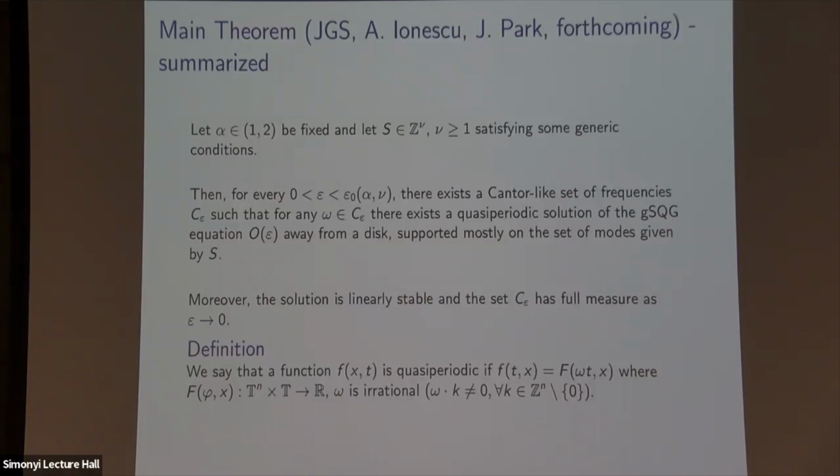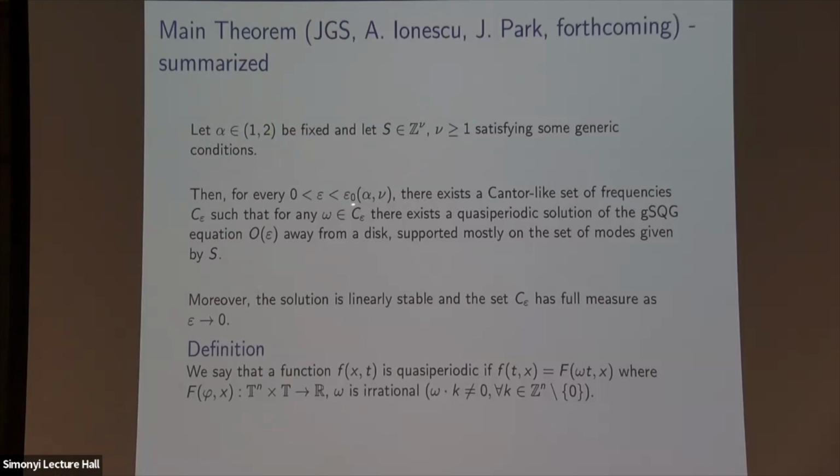So this is joint work with Alex Ionescu and Jaemin Park, and hopefully the paper will be out in a week or two. So this is somehow a slightly watered down version of the actual statement. It is the following. Take your favorite exponent in (1, 2), fix it. You can take any exponent that you want. Now take a set of modes under some genericity conditions. There are some things that are forbidden, but there are not many forbidden configurations. So you fix your exponent, you fix your equation, you fix your set of modes.